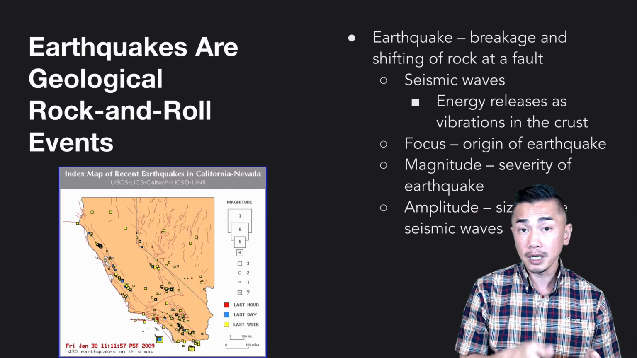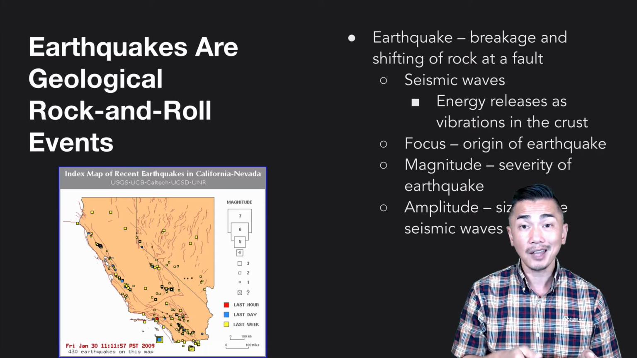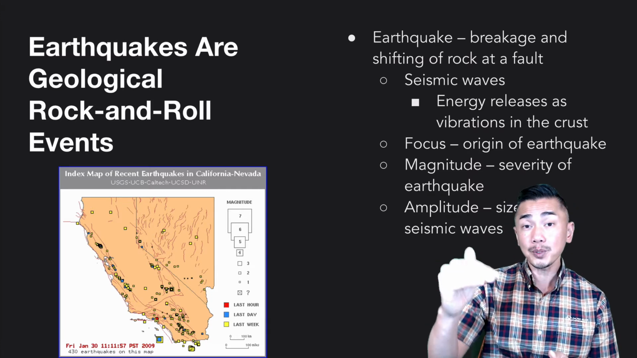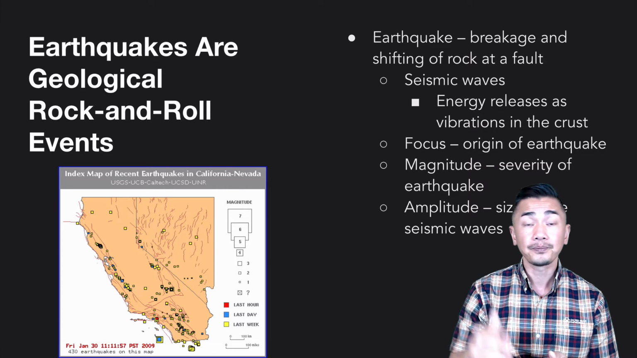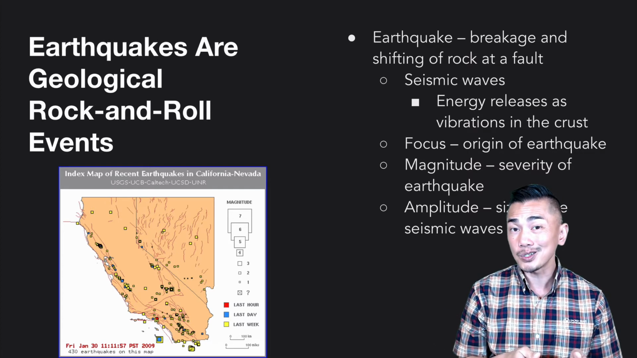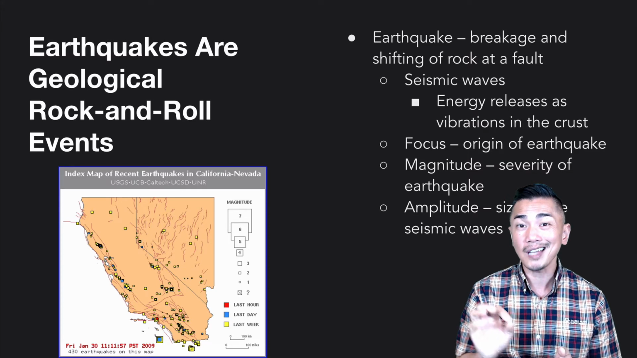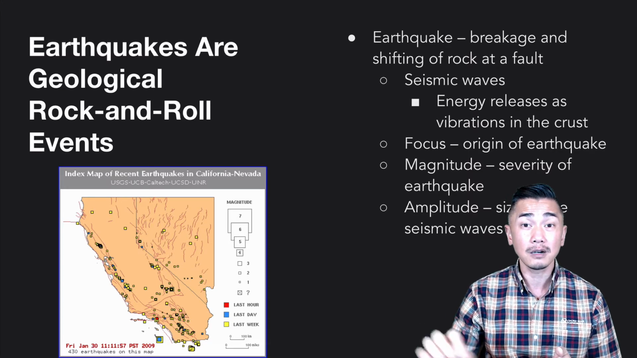An earthquake begins or originates at the focus. The focus is normally underground with the epicenter directly above it. An earthquake's magnitude is how severe it is, and an earthquake's amplitude is how big the seismic waves are.